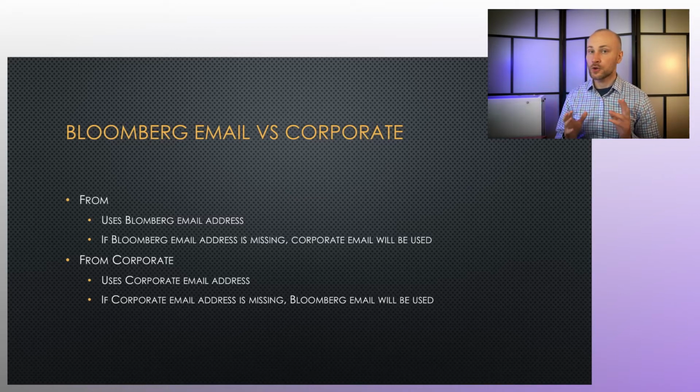These XML files have two email addresses because users have two email addresses. They have a Bloomberg email address and they have a corporate email address. And when you load this data into Message Crawler, you will get two from fields. There's going to be From and From Corporate. From email address will be the user's Bloomberg email address. If for whatever reason the user doesn't have a Bloomberg email address, a corporate email address will be used instead. From Corporate works opposite. It will have a person's corporate email address. However, if that is missing for whatever reason, Message Crawler will use the Bloomberg email address instead.